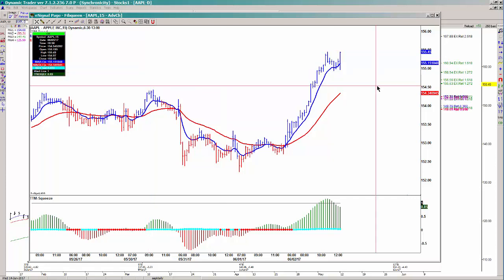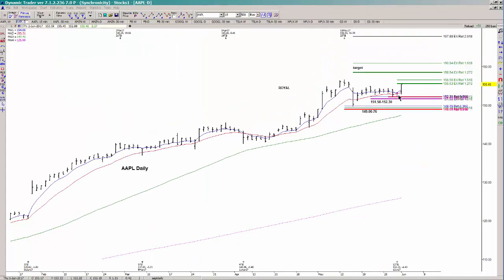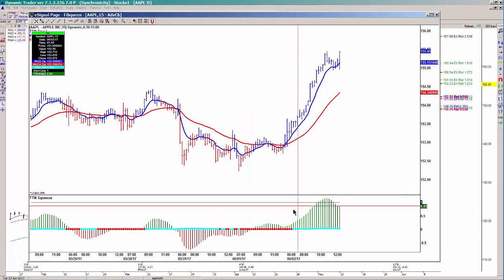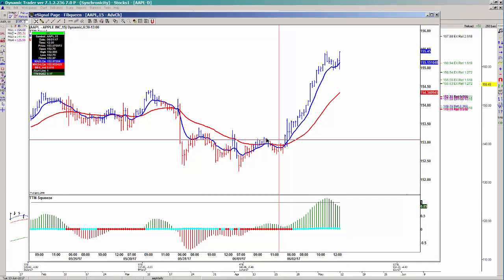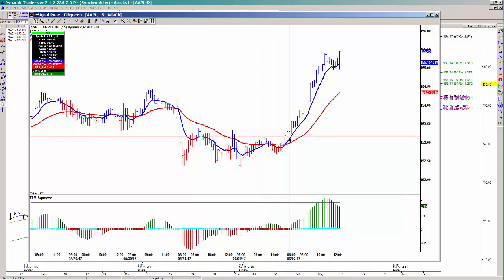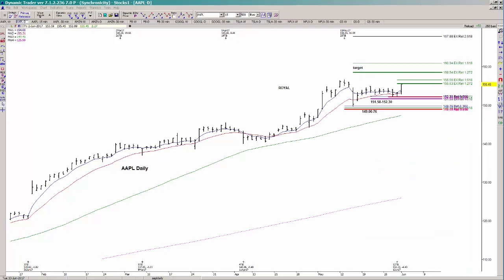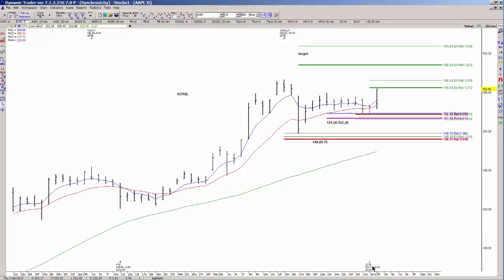So bottom line, the setup was a secondary entry in Apple against this support decision. The trigger was the 15-minute chart with the EMA crossover to the upside, also taking out a prior swing high, and now it seems to be on the way at least towards this original target that we're looking for at the 158.54 area. And as far as shorter term targets for the swing off of this low, we're already just short of that first target.